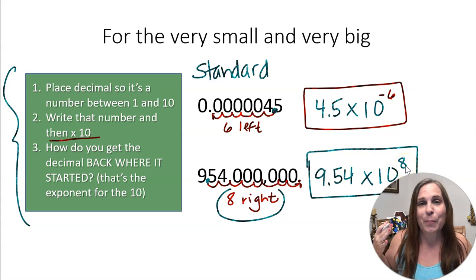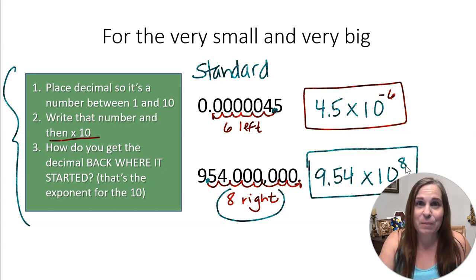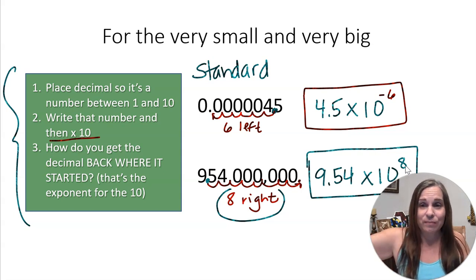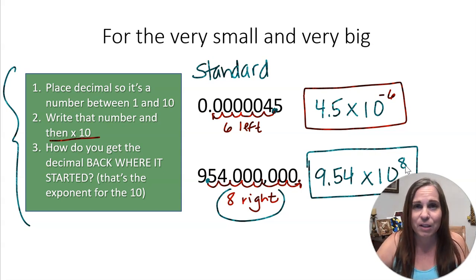And this is the purpose for scientific notation. Not to describe things in our everyday life. If I'm going to measure the length of my cell phone, or if I'm going to measure the diagonal length on my TV, I'm going to use regular measurements. I'm not going to use scientific notation.